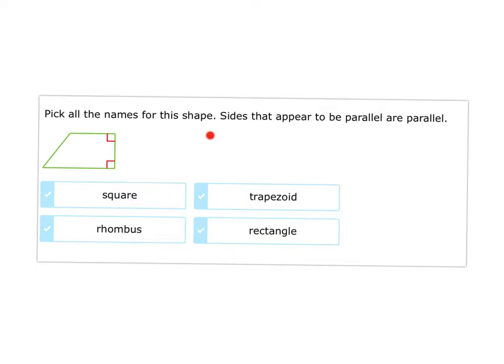Pick all the names for this shape, and let's see here. This one is definitely not a square, definitely not a rhombus, not a rectangle. It's a trapezoid. It doesn't follow all the rules of a square. It doesn't have four equal sides. Doesn't follow the rules of a rhombus with four equal sides. Doesn't have four right angles, just has two. So it can't be a rectangle. It's just a trapezoid.